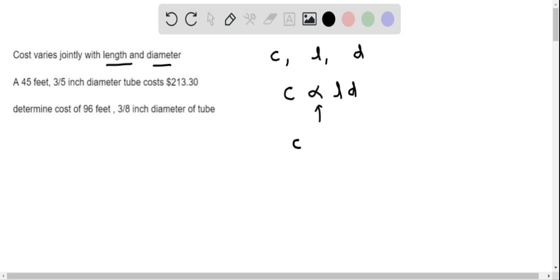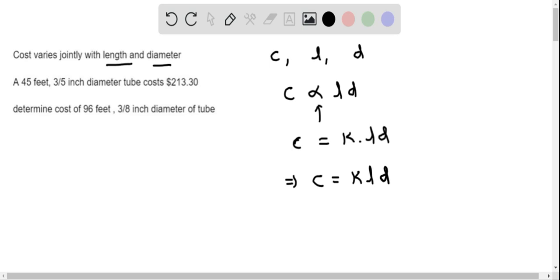We will convert this into an equation by replacing this symbol by equals. And when we do that, we have to introduce the constant of variation, that is the letter K. So I put this as C equals K times L and D. So basically, we get the cost equation as C equals KLD. So this is the equation.